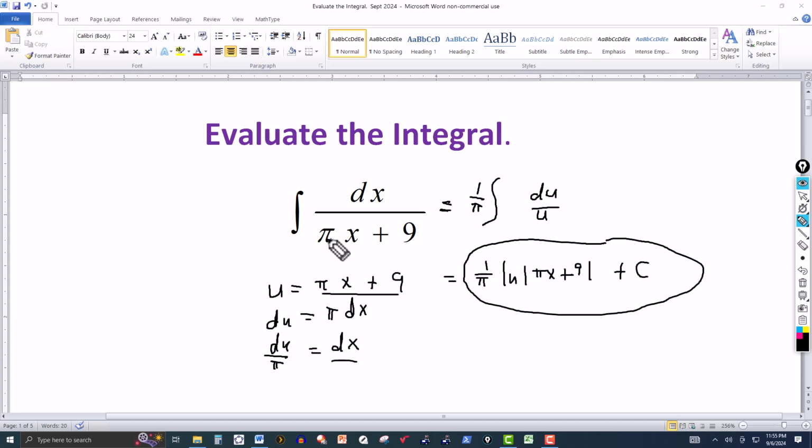So notice if this pi were a 7 instead of pi, then I would just have a 7 right here, 1 over 7. And if I had a 3 up here, then I'd have a 3 over here in the numerator. But that's the integral for this problem here.